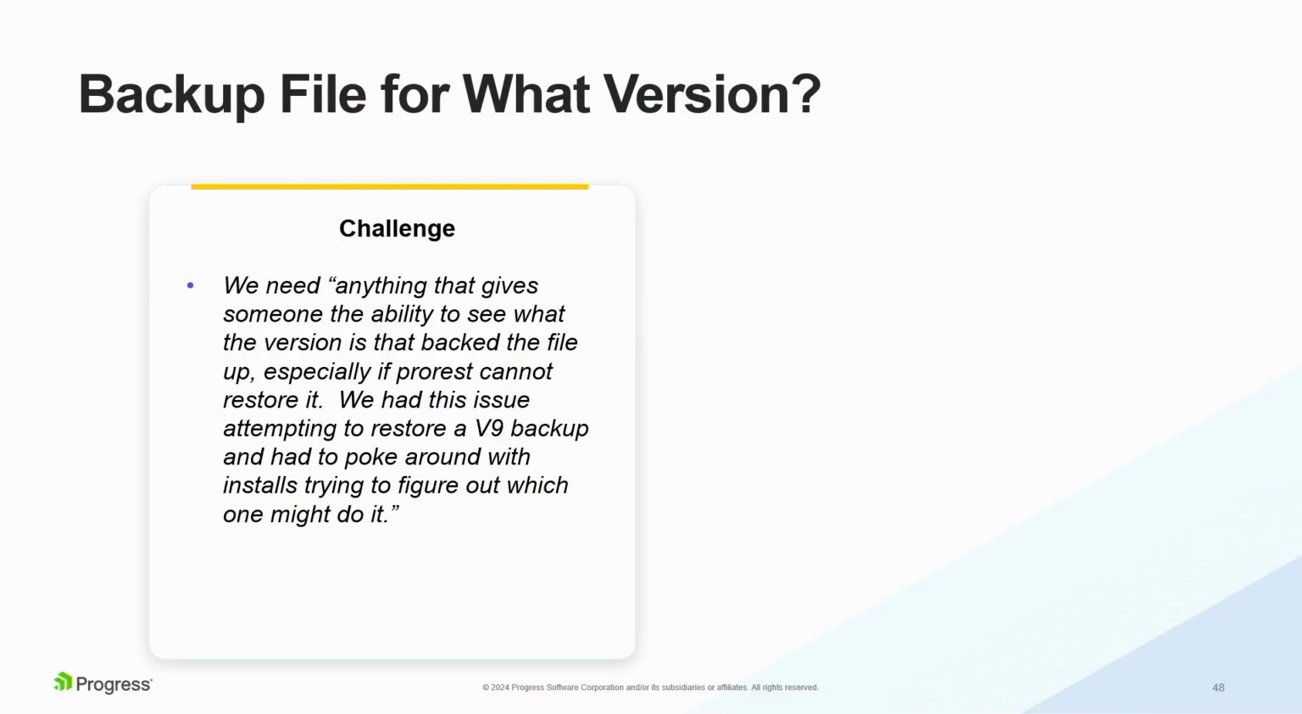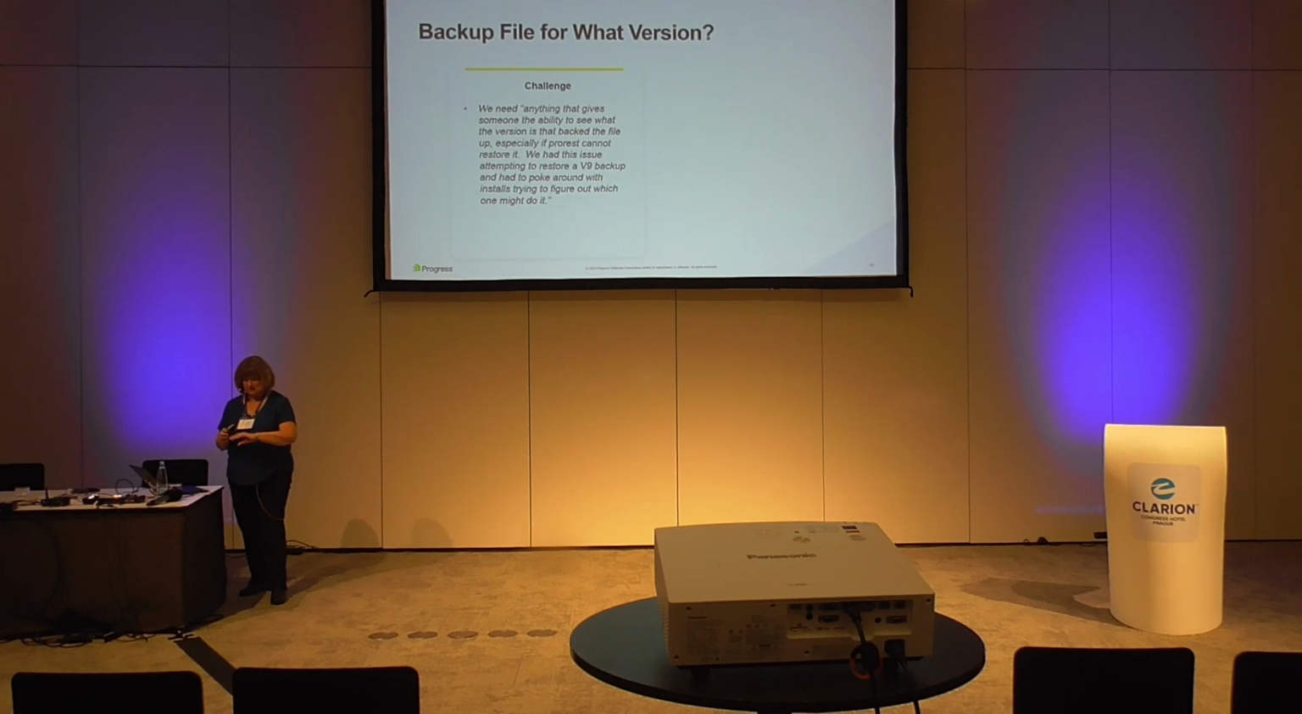Okay, I think this is the last item I have here, the backup file. So this also came out of Ideas. There was this entry about, we need anything that will help us identify what version of the backup file we've got. Somebody had a version 9 backup file, but they needed to find the right version of OpenEdge to be able to make use of it. Apparently, they had to make a number of attempts.